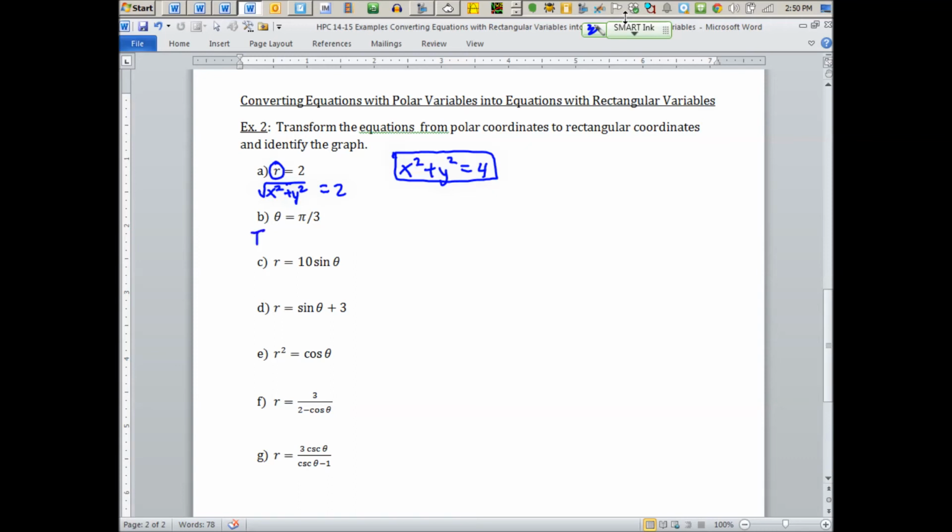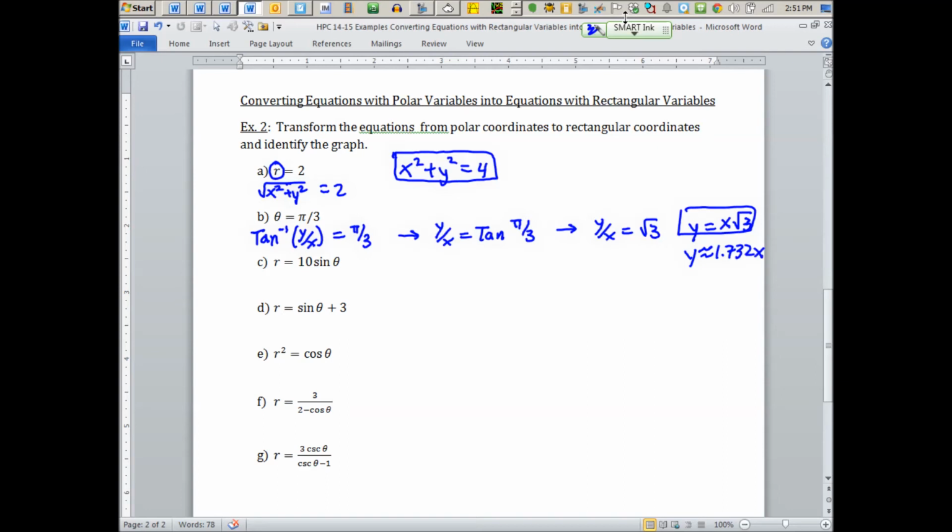The next one, you could rewrite the theta there as inverse tan of y over x, like this. Don't worry about the plus 180. If you tan both sides, you get y over x equals tangent of pi over 3. But tangent of pi over 3 is rad 3, so you could write this as y over x equals rad 3. In other words, y equals x root 3, which is y approximately 1.732x. It's just a line. That's all it is.